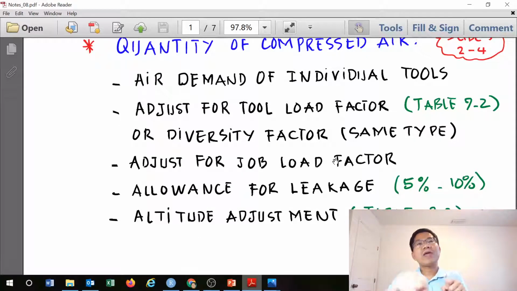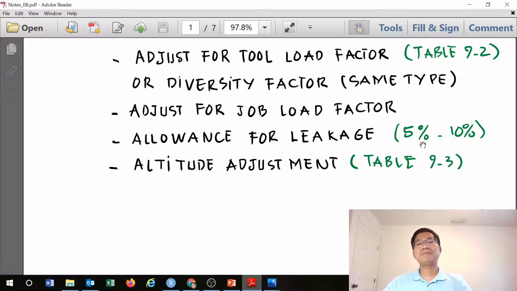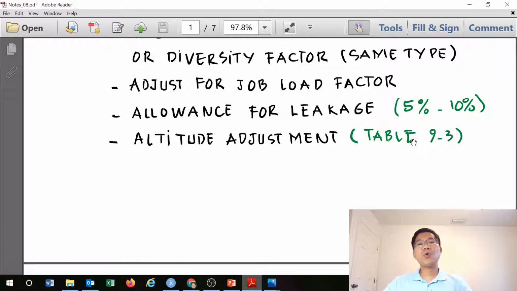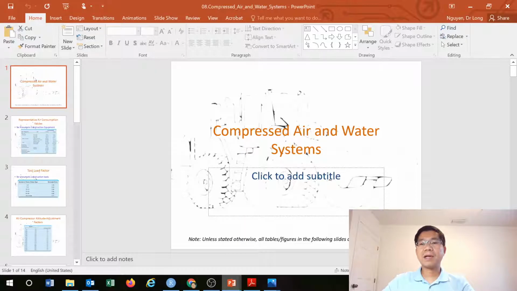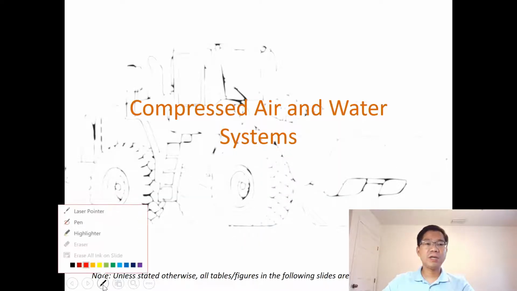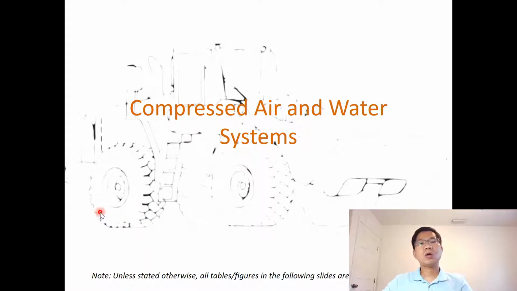And then throughout the system, through the pipes, the hose, etc., there is air leakage, and we need to allow for the leakage. Typically, if the problem doesn't give one, it's 5 to 10%. And then an altitude adjustment is also required because the pressure changes with altitude. Here Florida is flat, but if we work in Colorado, at a higher mountain altitude, we need to adjust for that as well. In the next few slides we will show you all of those tables to consider when we determine the capacity. Those tables are also available in the references for the midterm exam.